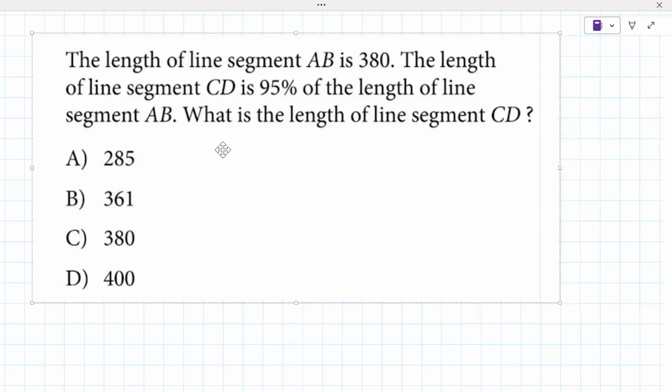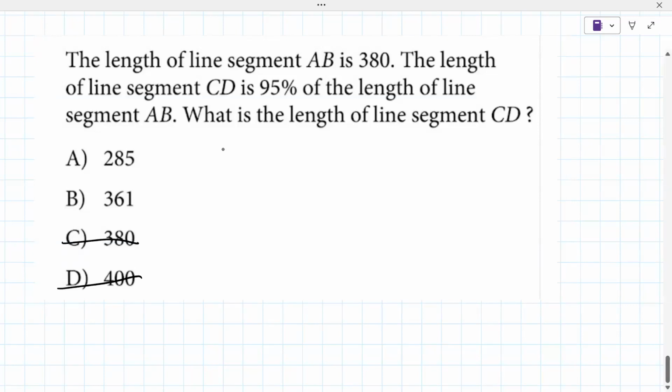B. Okay. How did you come up with B? C and D were too large to be 95% of, and A is closer, but it's not 95%. Yeah, good. That's really good thinking. Because sometimes there are answers that are just totally unreasonable. All right.